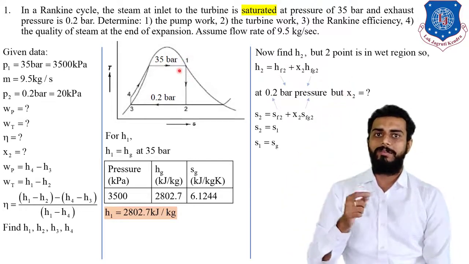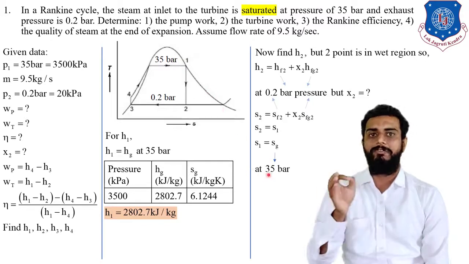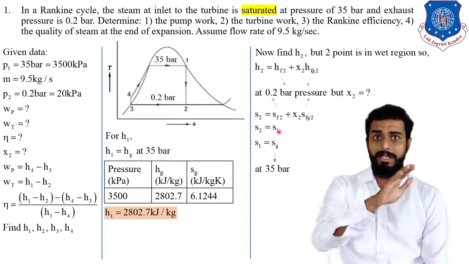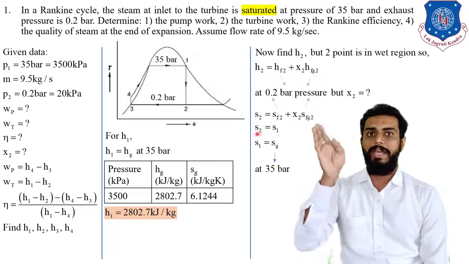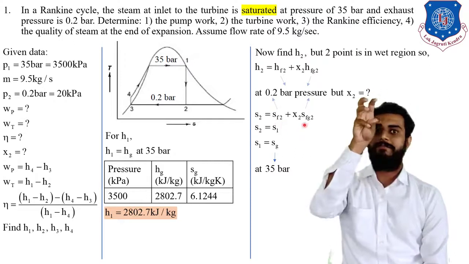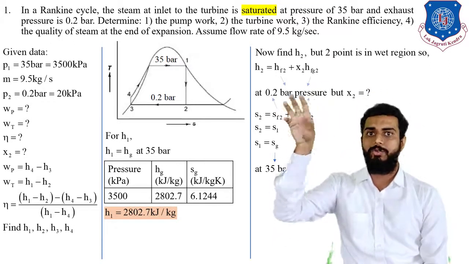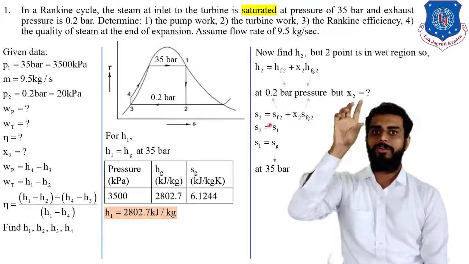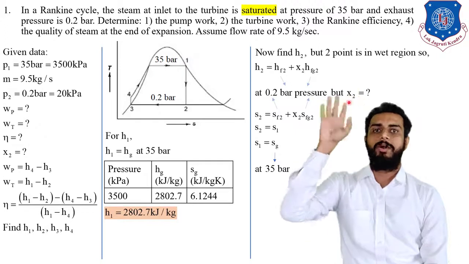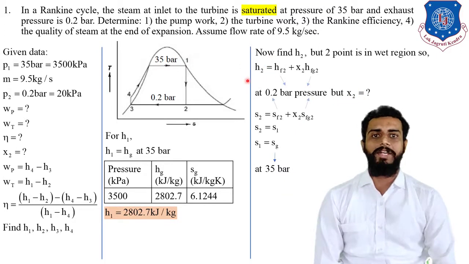Now we will go in reverse order. Observe the right hand section. If you have Sg at 35 bar, you will have S1. If you have S1, you can have S2. If you have S2, you can find out SF2 and SFG2, which are at 0.2 bar. So you have S2, SF2, SFG2, and you can find out X2. And using that X2, you can find out H2. Very interesting way to find out the value of H2.